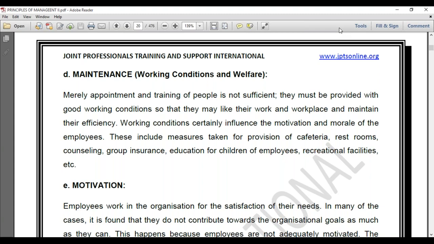A good human resource manager makes sure that the employees he has put together are maintained at all times. His job does not just end at appointments and training of people. It's not sufficient. Those people you employ, you have to maintain them. You have to make sure that they are taken care of. You make sure that what you are giving them is capable of taking care of their domestic needs, their recreational facilities, children's education, and so on.